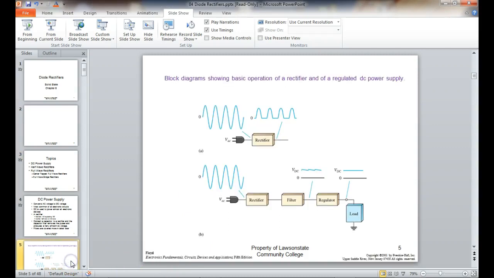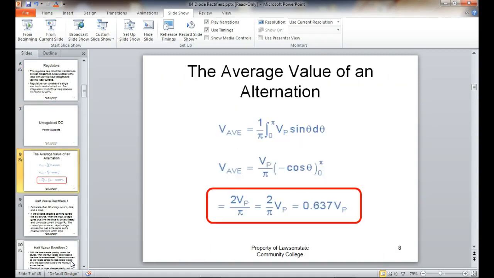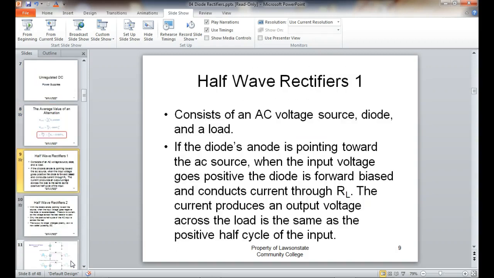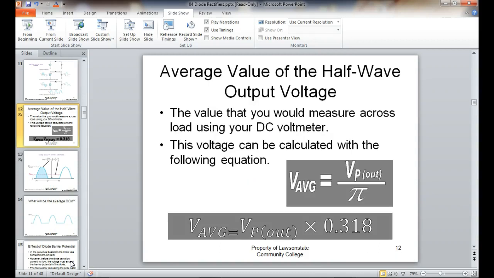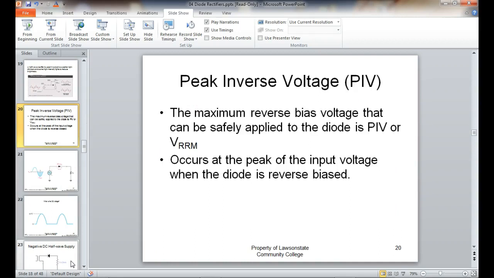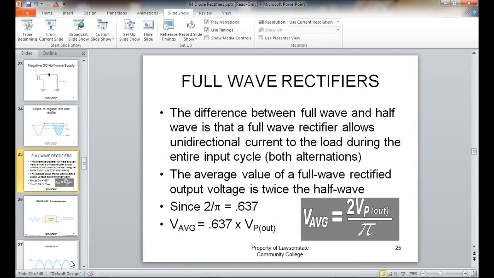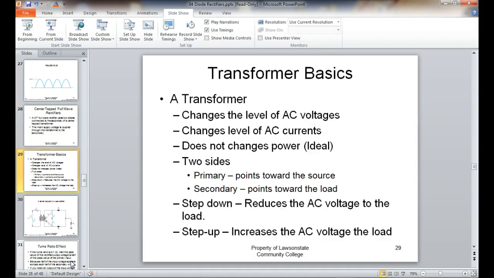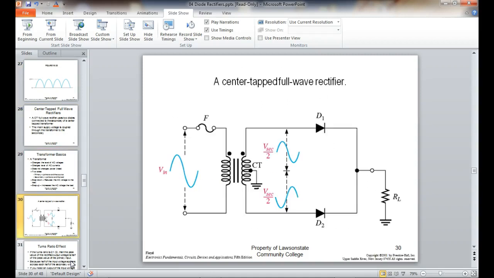And then what we started working on was what we referred to as the full wave bridge. And of course that shows you how they come up with 2V peak over 5. So this is what we get out of a full wave bridge, right? So this is where we get the 2V peak over 5, because we don't average in 0. This is a center tap full wave rectifier.